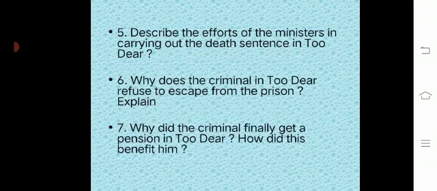Question number 7. Why did the criminal finally get a pension in Unit 2? How did this benefit him? Why was the criminal given a pension? Reasons why they gave him that offer and how it benefited him. Getting the pension was his benefit. How? That we have to explain.